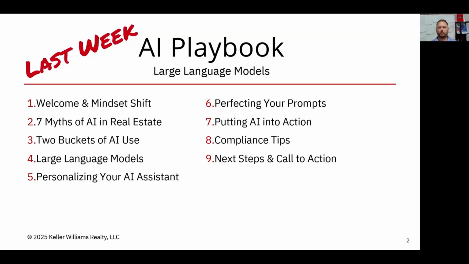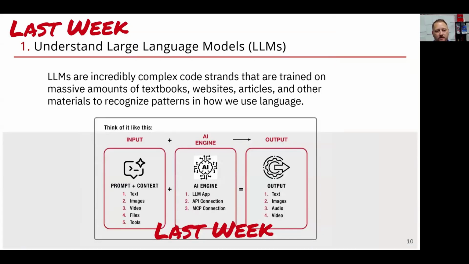So last week, in the AI Playbook, we talked about large language models. We talked about welcome mindset and shift, the 7 myths of AI in real estate, the 2 buckets of AI use, the large language models, personalizing your AI assistant, perfecting your prompts, putting AI into action, compliance tips, and then next steps and call to action. So basically we reviewed everything. This week, we're going to start putting it into action and we're going to start understanding the large language models and how they're used. To make it so that we don't have to constantly do it over and over, we have to focus on making sure that we give it the personalization it needs so that when we put the prompts in, it's actually giving us exactly what we want.